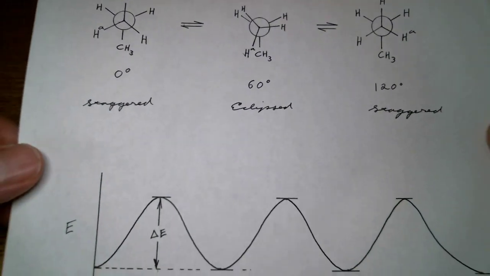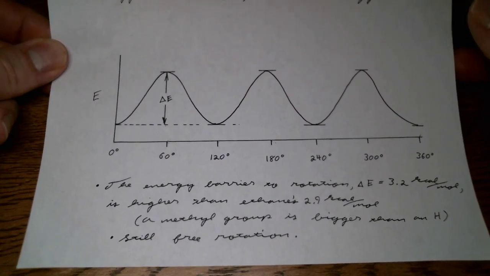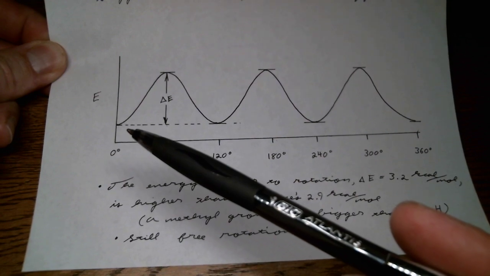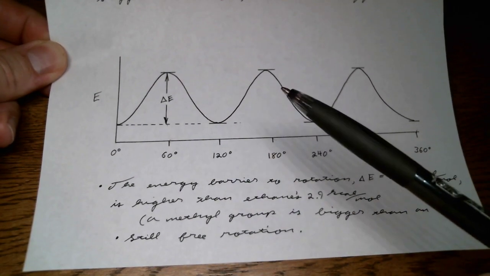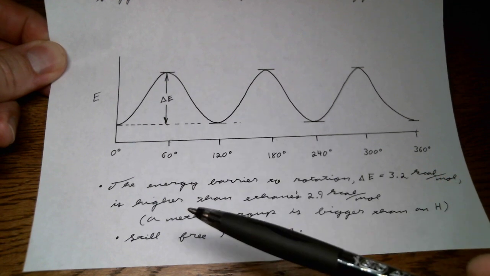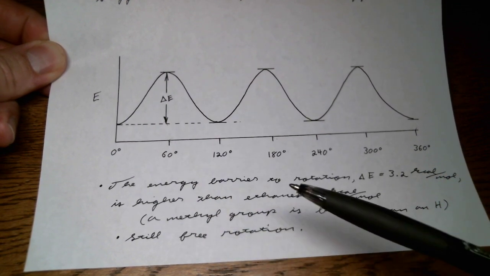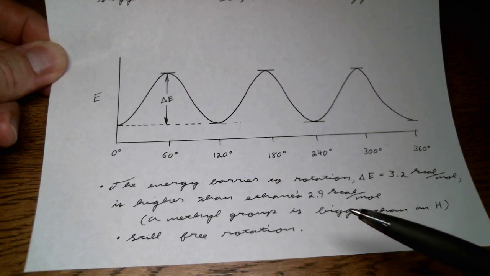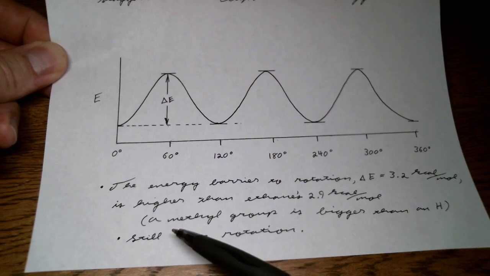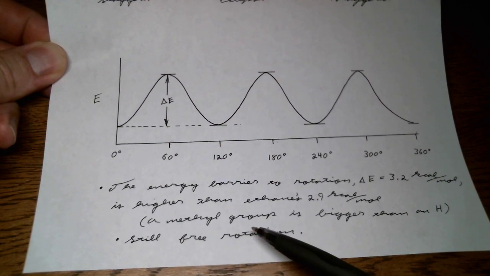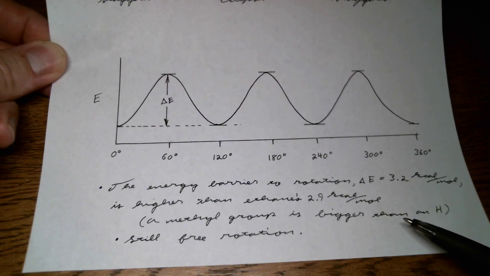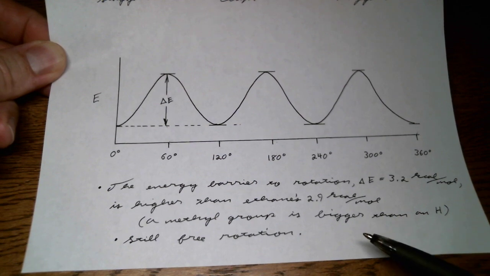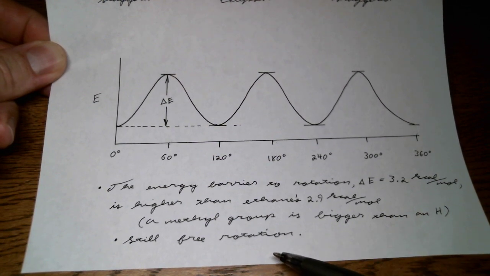And so if we looked at an energy versus rotational process diagram, we would see a very similar pattern as we observed for ethane. The only difference would be the energy gap is higher. So the energy barrier to rotation is 3.2 kcals per mole versus ethane's 2.9 kcals per mole. And we know that this is reasonable because a methyl group is bigger than a hydrogen. So there's a greater steric interaction in the eclipsed form. There's still very free rotation though.